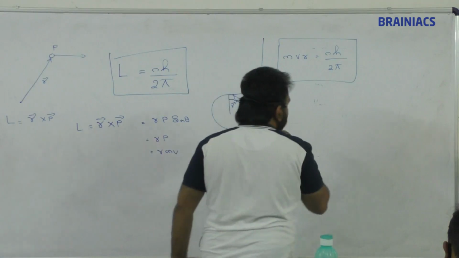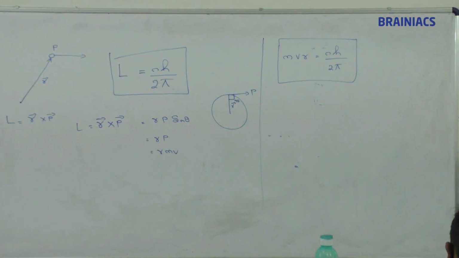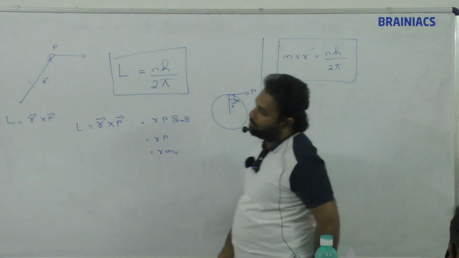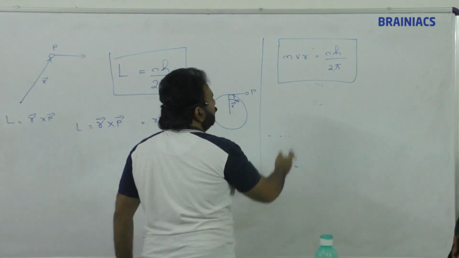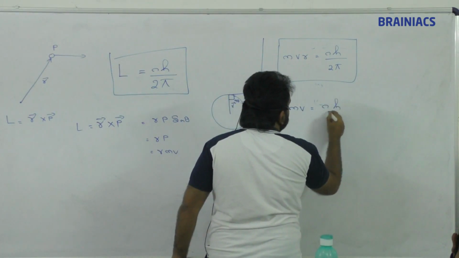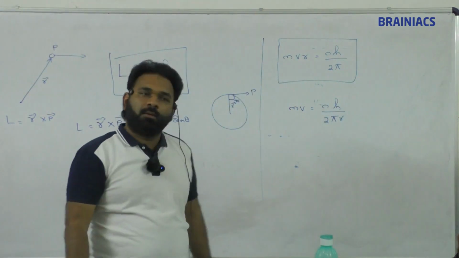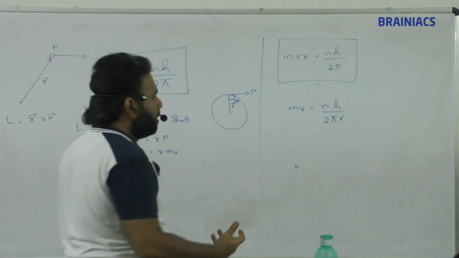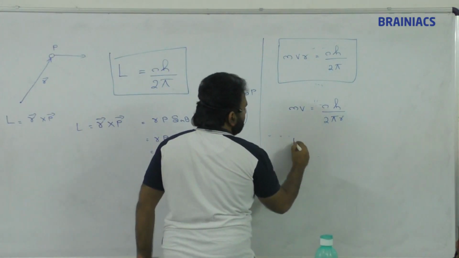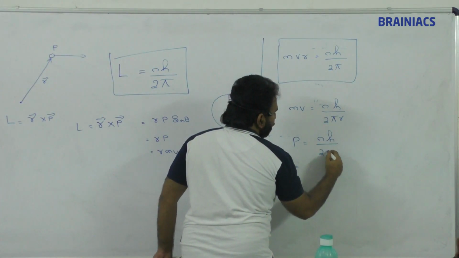Suppose they ask the relation between linear momentum and any other values. If they ask specifically about linear momentum, what can we take? mv is equal to nh by 2 pi r. Correct? So linear momentum is equal to nh by 2 pi r. We can write it like this also.